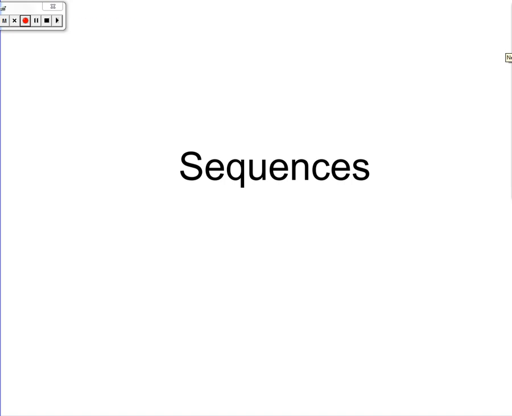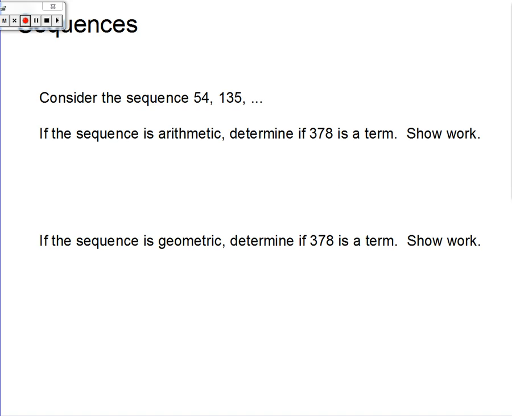Last, sequences. So consider the sequence 54, 135. Okay, well that's not very much information. Dot, dot, dot tells us it continues. If the sequence is arithmetic, that means we're adding. Determine whether 378 is a term. So what do you have to add to get from 54 to 135? Well, the easy way to figure that out is to subtract. 135 minus 54, and you get 81.